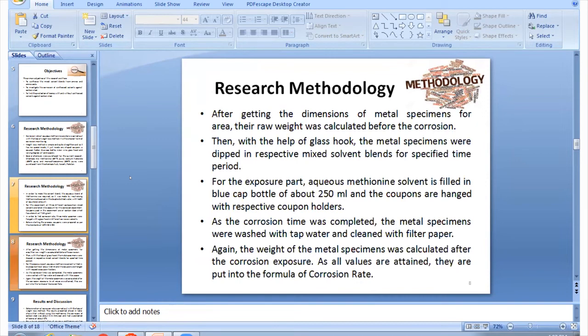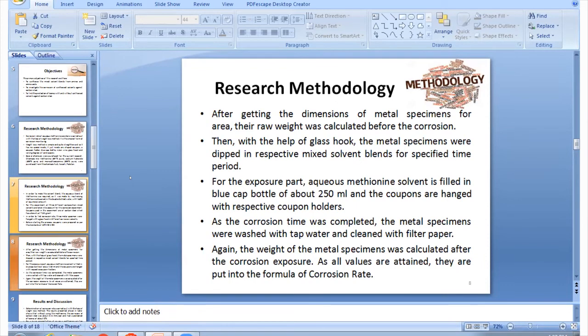Later on, after getting the dimensions of the metal specimen, their raw weight was calculated before the corrosion. Then, with the help of the glass soak, the metal specimens were dipped in respective mixed solvent blends for a specified amount of time. In the exposure part, aqueous methionine solvent is filled in a blue cap bottle of about 250 ml, and the coupons were hung with respective coupon holders.